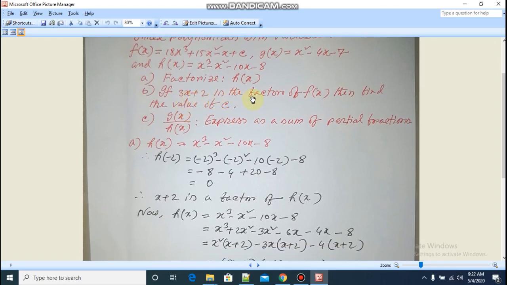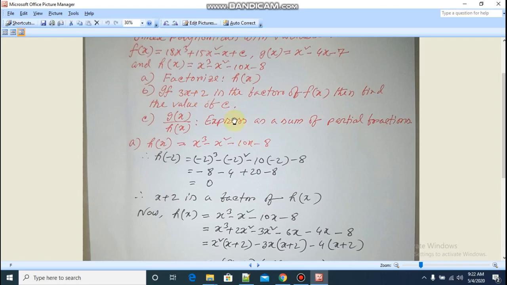3x plus 2 is a factor of f(x). If 3x plus 2 is a factor of f(x), we get f(-2/3) equal to 0. This is the opposite theorem of the factor theorem. But how can we get -2/3? See this. If 3x plus 2 equals 0, then we get x equal to -2/3.